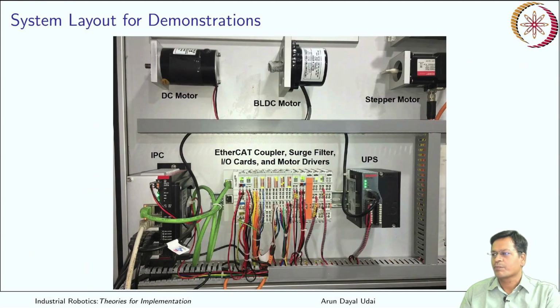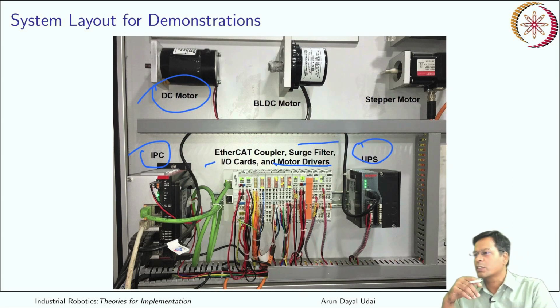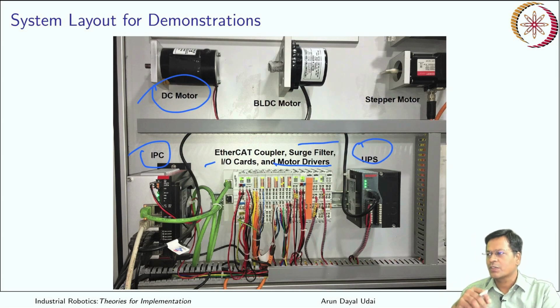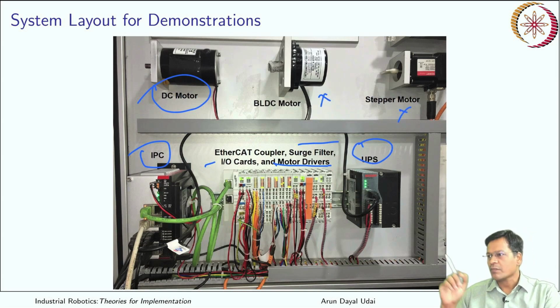Now let's go to the actual system. How does it look? This is your industrial PC, this is the UPS, and this is the EtherCAT coupler with surge filter, input output cards and motor drivers. Here is the DC motor that I am using today. Forget about the other motors, I am not using them. So the hardware is rigged up like this.